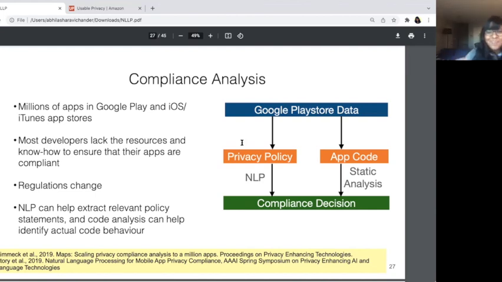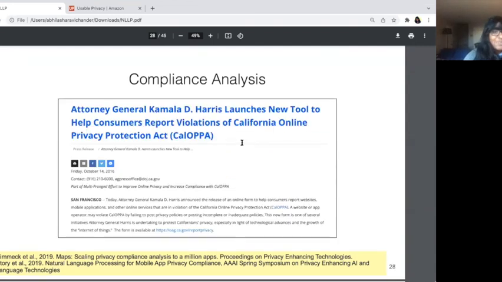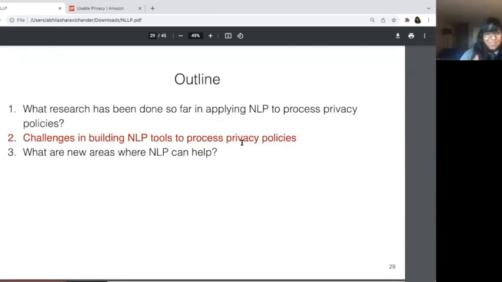So the cool thing about this is that it was actually used by a large-scale electronics manufacturer to monitor a large number of apps for compliance, and was also used by the California Attorney General at the time, Kamala Harris, to monitor apps for compliance. Okay, so far I've described some of the early success stories for NLP and privacy. But applying these technologies in this domain is actually challenging, and I'm going to talk about some of these aspects.